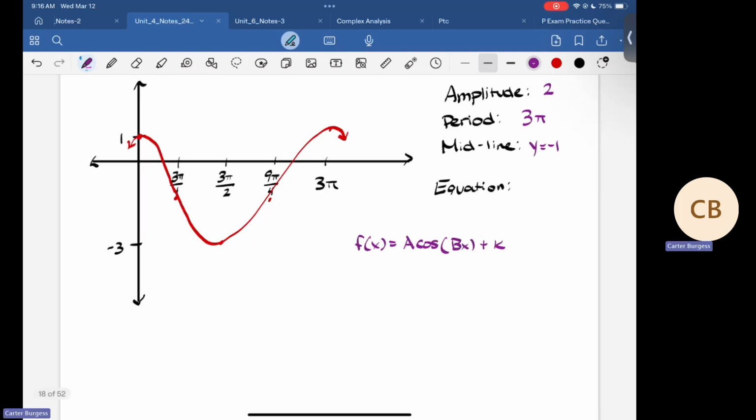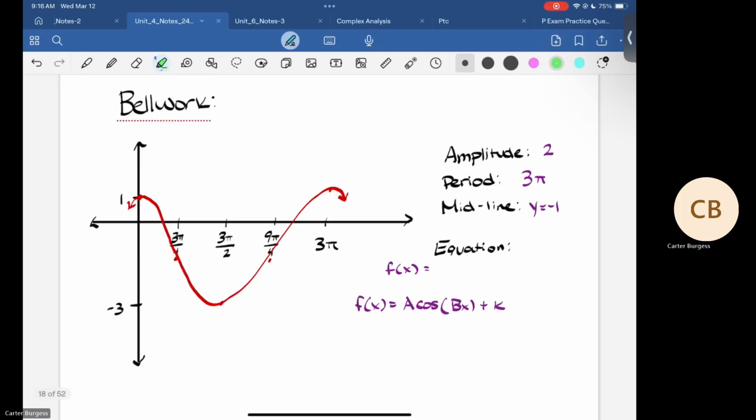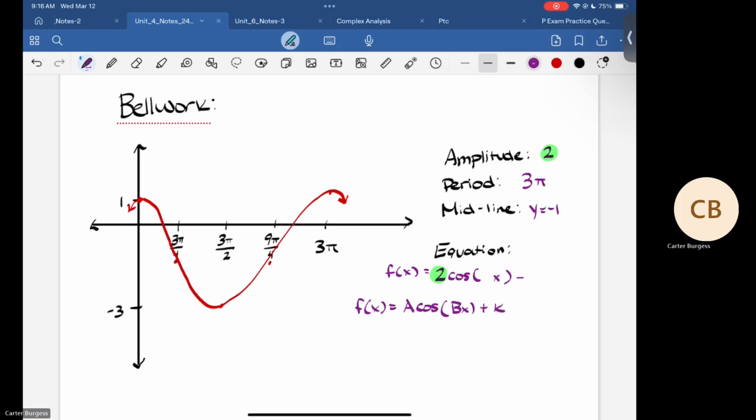Okay. Some of these are fairly straightforward to find. For instance, what is, in this case, our value of A? In this case, our value of A is just 2. And then also not too crazy is our value of K here. What's our value of K going to be? That is -1, which is just coming from our midline.